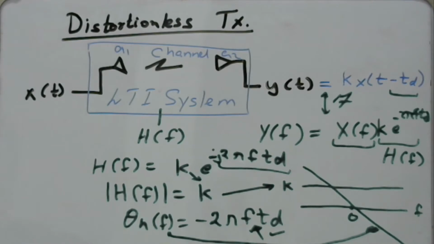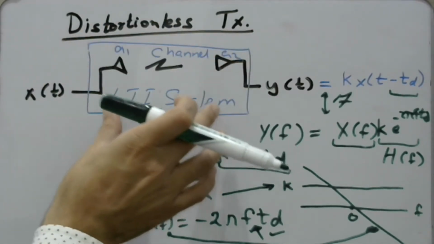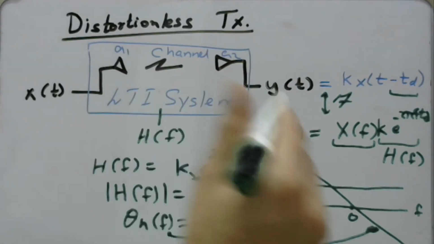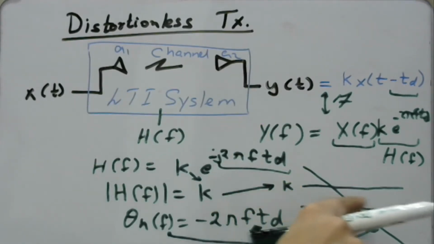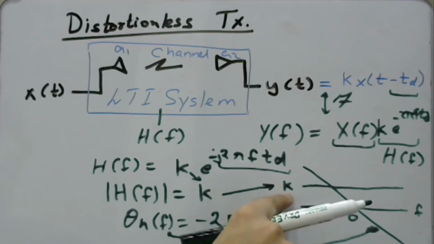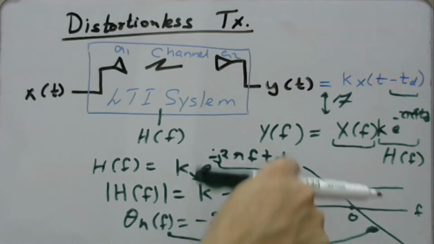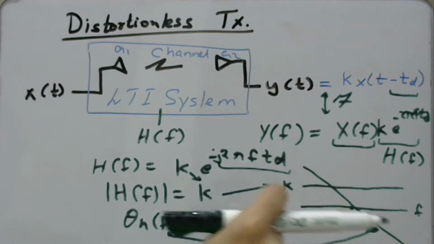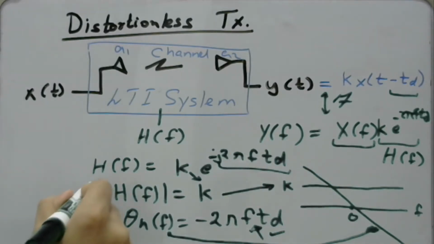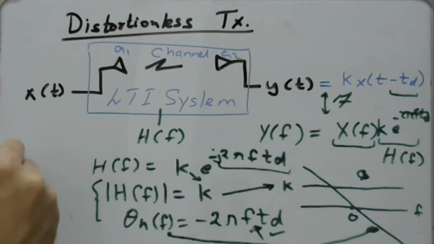So therefore a distortionless transmission or a distortionless system is such that you have the same amplification of all frequencies by k. K could be 1, it could be greater than 1, or it could be less than 1, but it has a fixed value for all frequencies, and then the phase is linear with respect to frequency. So these are the conditions that the system must satisfy.